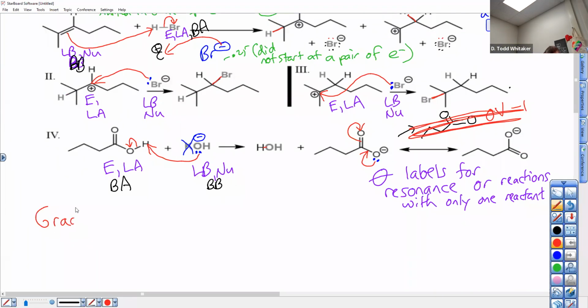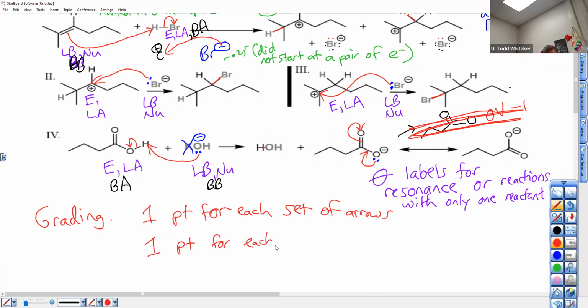Grading. One point for each set of arrows. One point for each intermediate you draw. Okay? And that's the big points right there. As we do mechanisms, I'll show you where you're getting your points. Right now, these are just little snippets of mechanisms. I want to show you the big picture, coming up real soon.